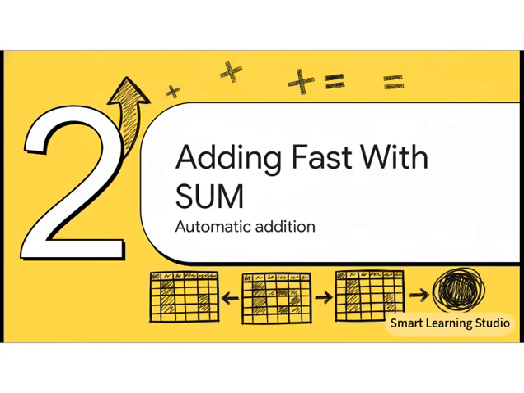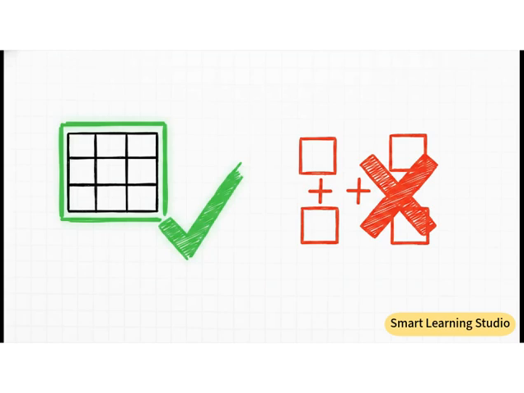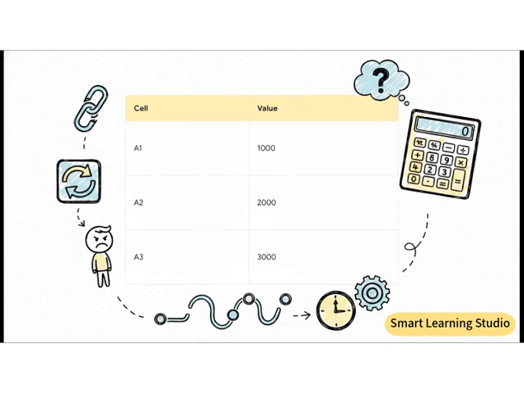Moving right along to section 2, adding fast with sum. The syntax here is beautifully simple. You just type an equal sign, the word sum, and then your range in parentheses. By grabbing a range, like A1:A3, you're telling the software to include everything from cell A1 through A3. No more painstakingly typing A1 plus A2 plus A3. What a relief, right?